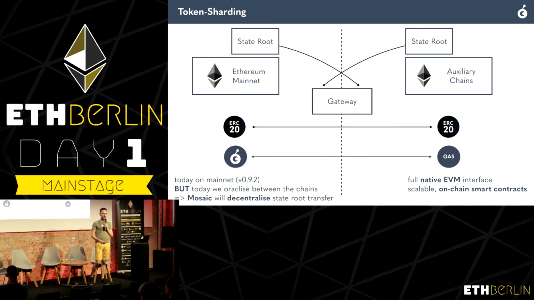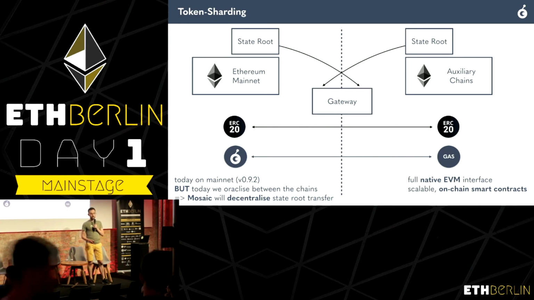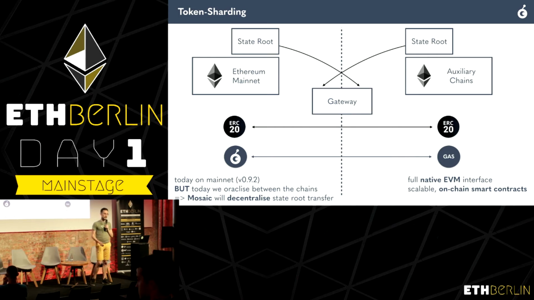And we do the same for OST. If you stake OST and move it into the auxiliary system, then we actually turn it into the base token of that auxiliary system, which you use to pay for the gas price for executing your transactions. And so what we get is a full native Ethereum interface. You can write your normal smart contracts. They are executed on-chain, but it is now scalable. And so that is what we have today on mainnet. But the important point is we oracleize this between the two chains. And what the work of Mosaic is that we're presenting here is how to decentralize that state root transfer and secure the auxiliary chain with Ethereum proof of work.